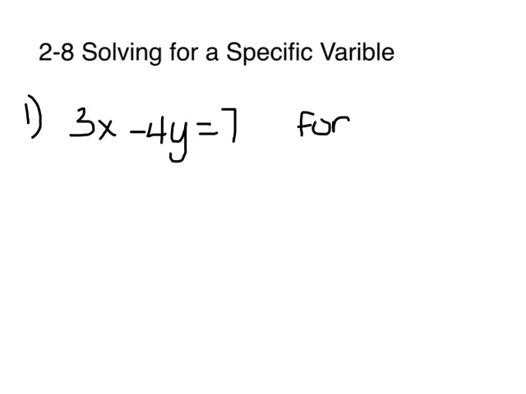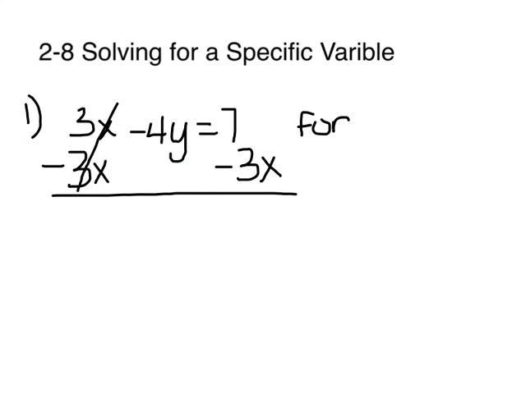In order to do that, first, what we'll be doing is moving the 3x over to the opposite side of the equation with the 7. So we're going to move that over by subtracting 3x on both sides. 3x minus 3x crosses off, and we're left with a negative 4y on our left side. On the right side of our equation, we have a 7 and a minus 3x. Now we can put this in whatever order we want, 7 minus 3x or negative 3x plus 7.